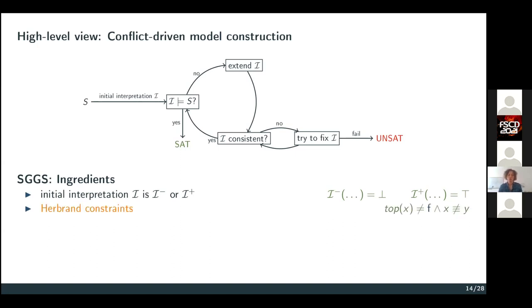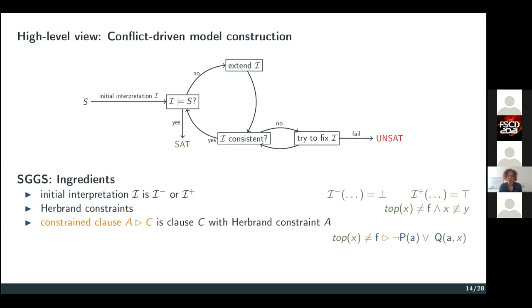Moreover, we need Herbrand constraints, which are a form of syntactic constraints that take one of two shapes. These Herbrand constraints are conjunctions of constraints of one of two shapes. The first is a constraint of the form top X is different from F, which expresses that whatever we substitute for X doesn't have F as a root symbol. And the second constraint form that we have is X different from Y for two variables, X and Y.